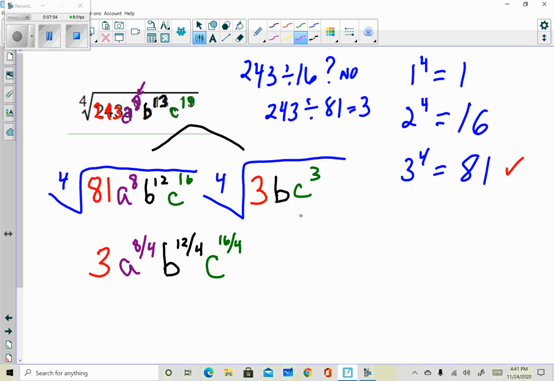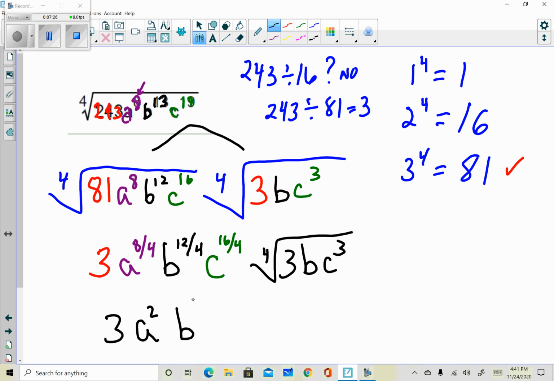This part just gets brought down. When I say this part, I just mean the fourth root of 3bc to the third. So final answer has the 3. Then that a is to the second. 8 over 4 is 2. The b is to the third, because 12 over 4 is 3. The c is to the fourth. 16 over 4 is 4.